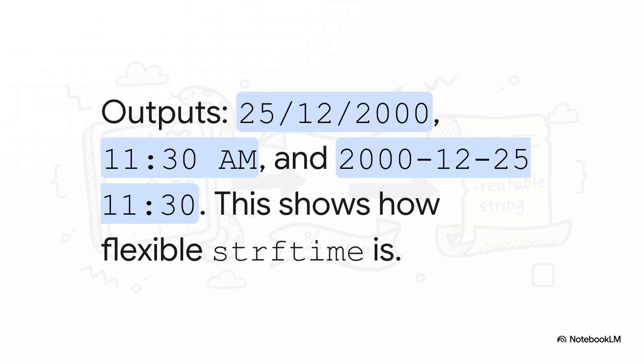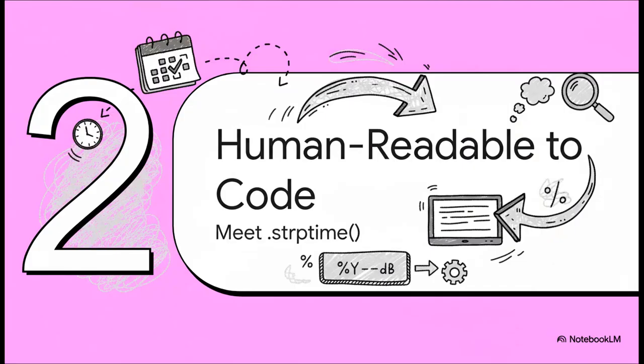And there you have it. 3 totally different formats, all from the exact same starting point. This really shows you how incredibly flexible strftime is. I mean, whatever you need for a user interface, a printed report, a log file, you can build it. Okay, so we've totally nailed translating from computer code to human language. Awesome. But what about going the other way?